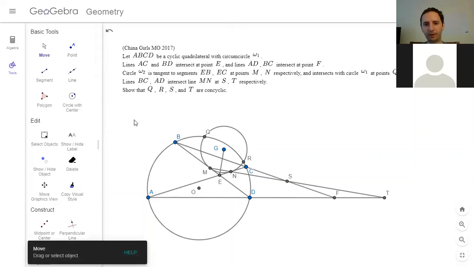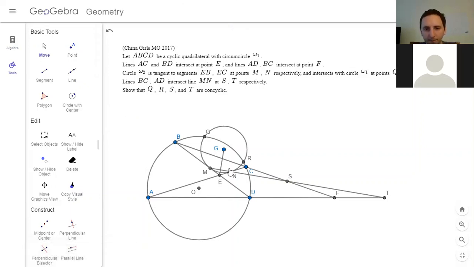ANT is similar to SMB. Really? SM? Interesting. So I can see why one angle is equal. Yeah, ANT is similar to SMB. So that gives a lot of the information in the power ratio lemma, right?